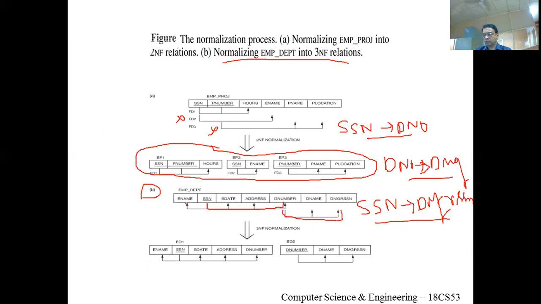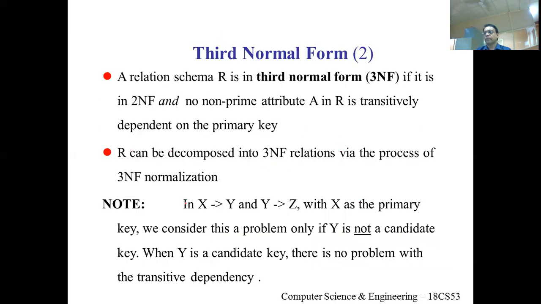Now let's go through the definition of third normal form. A relation schema is in third normal form if it is in first normal form and second normal form; only then do we check for third normal form. And no non-prime attribute A in R is transitively dependent on the primary key. Once again, a relation schema R is in third normal form if it is in second normal form and no non-prime attribute A in R is transitively dependent on the primary key.